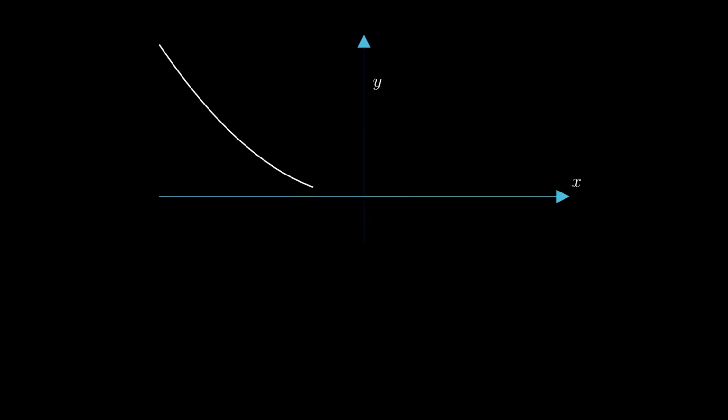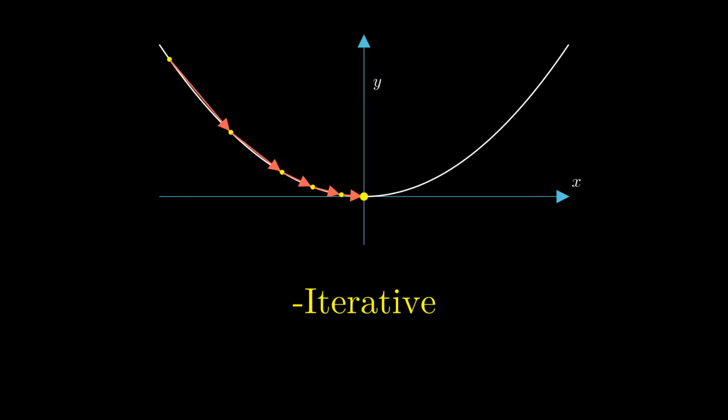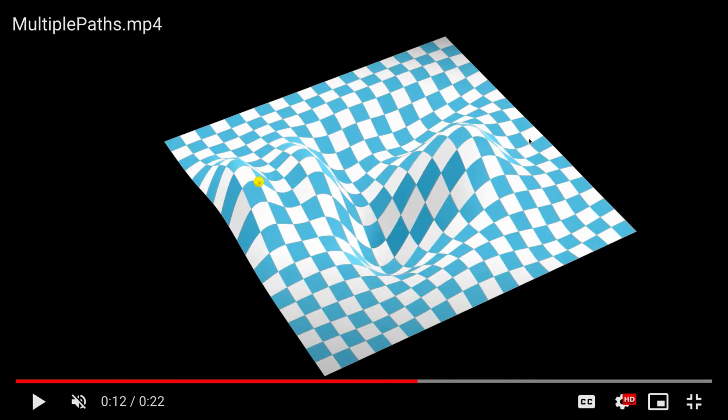So what is gradient descent? Generally speaking, it's a minimization algorithm that is iterative and always follows the steepest descent. Now let's unpack what this actually means. Say you have a function that you want to minimize.